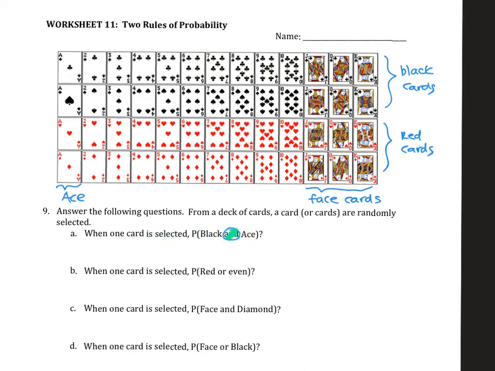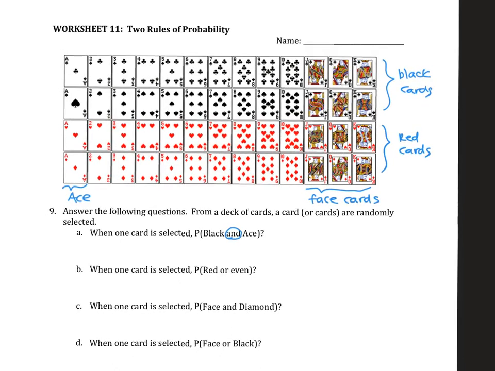So I'm selecting one card, and this card has to be black and also has to be an ace. So basically I'm looking at those 2 cards. That's it. So my answer will be 2 out of 52. Again, 52 is my sample space, and for this event, black and ace, there are only 2 cards that satisfy this condition. So the answer is 2 over 52.